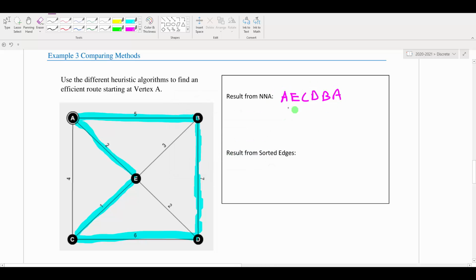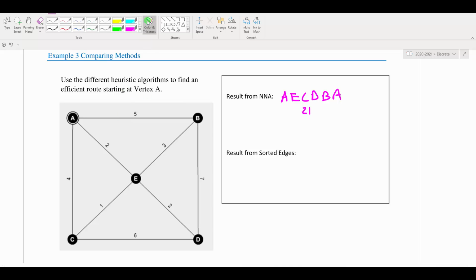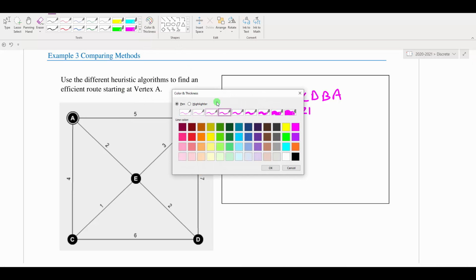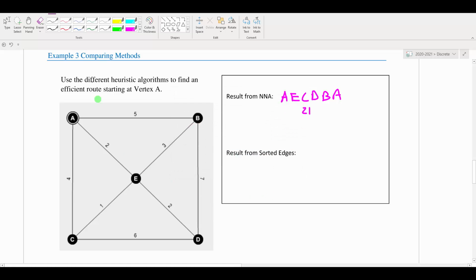Right? So A back to A. There's my result from nearest neighbor, and then I would add up those edges. I believe if you add up all of the edges here, you're going to get 21. Okay. Now, I'm going to start over, so I'm going to erase all this stuff off my graph here, and then I'm going to start over, this time with sorted edges.